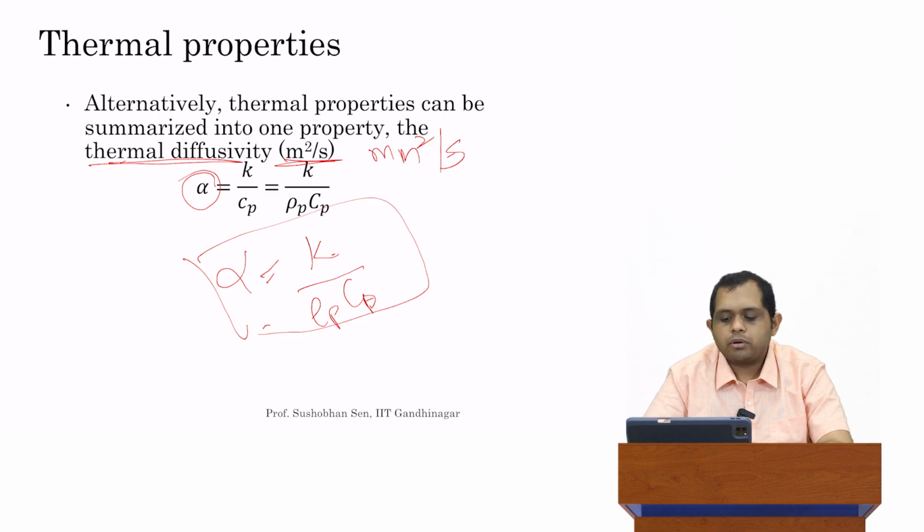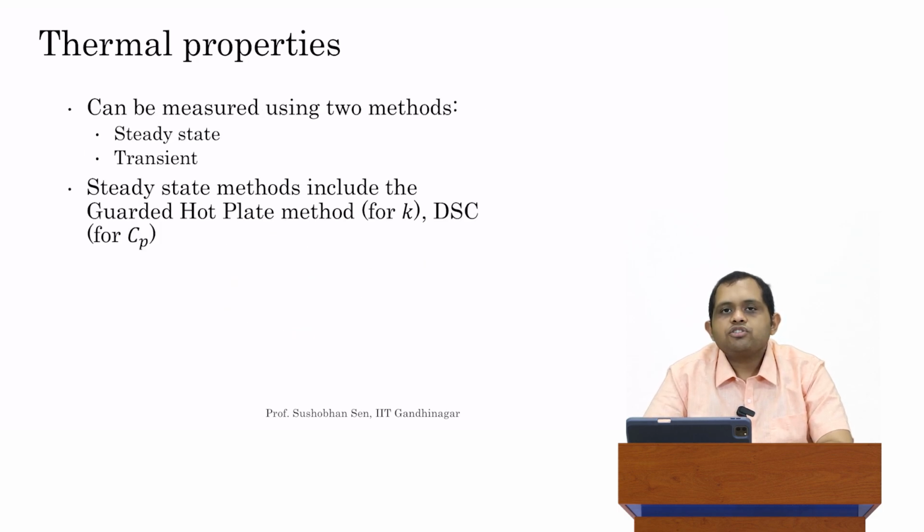That is based on the optical properties. So how do we measure these thermal properties? There are broadly two ways to measure thermal properties. There are steady state methods and there are transient methods. Now, steady state methods are basically a class of methods where we allow the body to reach thermal equilibrium.